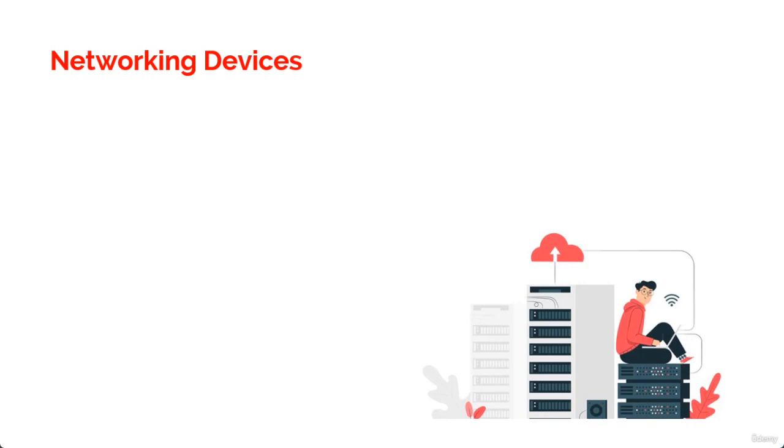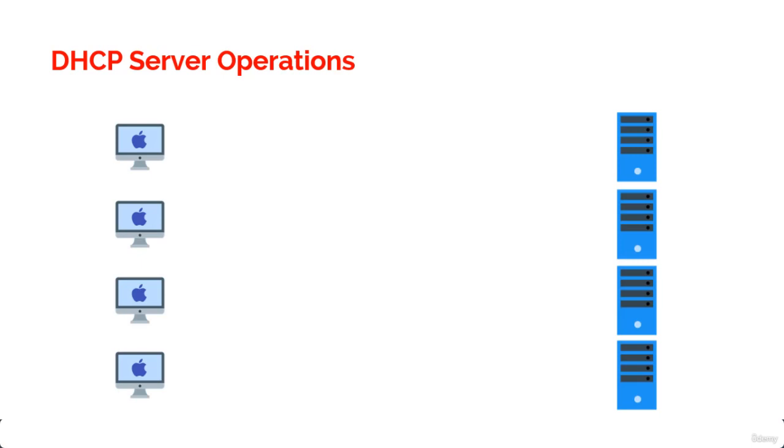Okay, in the last lecture, we had an introduction to the DHCP server, and as I said, I'm going to talk about the DHCP server operations in this lecture. So now, let us say this PC is your PC. Yes, this PC is your PC, and this is the DHCP server. Okay, so now what happens?